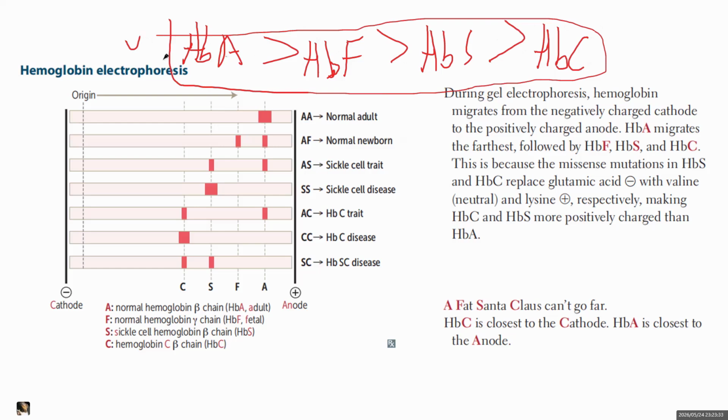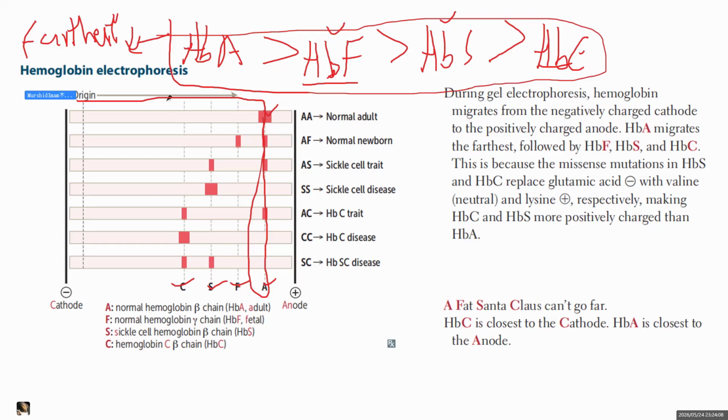According to this, hemoglobin A moves the farthest, moving so much away from everyone. After that, the order comes hemoglobin F, then S, and then at the last, C. It means that hemoglobin C moves the least. Now you see C, S, F, and A over here, right? From the origin, the one moving the farthest is A, and the one moving the least is C. That is why you have to remember this specific sequence.